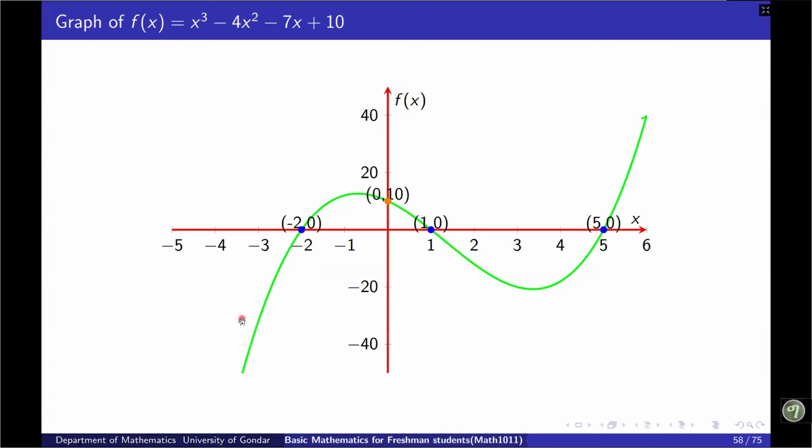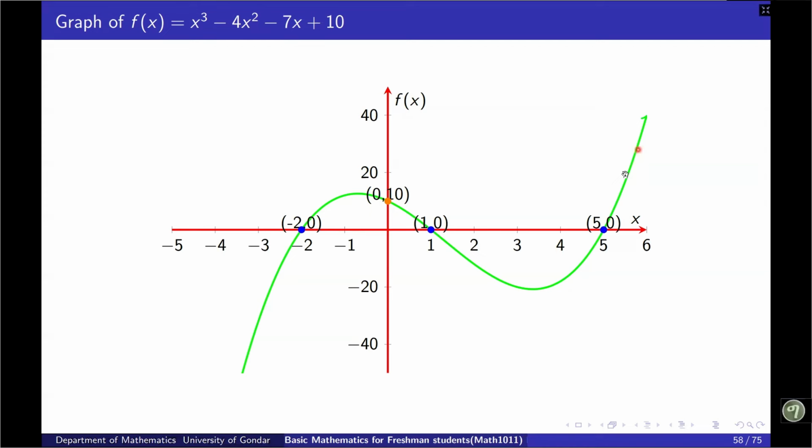So the rough graph of the given polynomial function looks like this one. The x-intercepts are minus 2, 0, then 1, 0, which is one of the roots of the given polynomial function, and 5, 0. And it has 2 turning points, because for a polynomial function of degree n, at most the graph will have n minus 1 turning points.